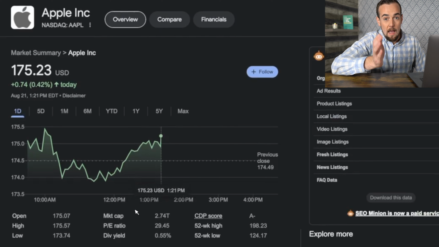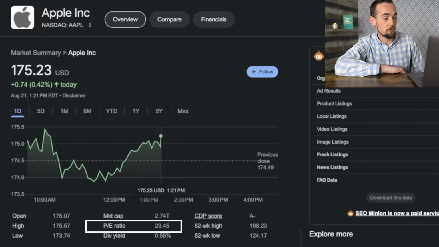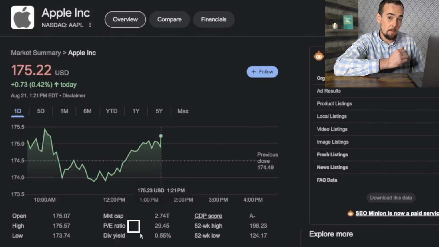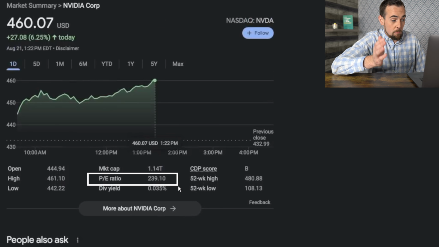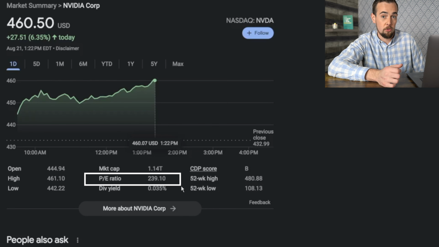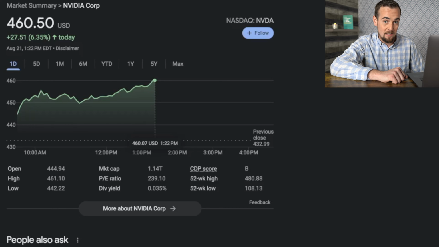If we take a look here, Apple comes in at a PE ratio of 29.45, so that makes this less expensive than the industry average, but that's also because Apple isn't growing as fast as they used to, and there isn't as much future growth being priced in today. And Nvidia stock is coming in at a PE ratio of 239, which is insanely high.